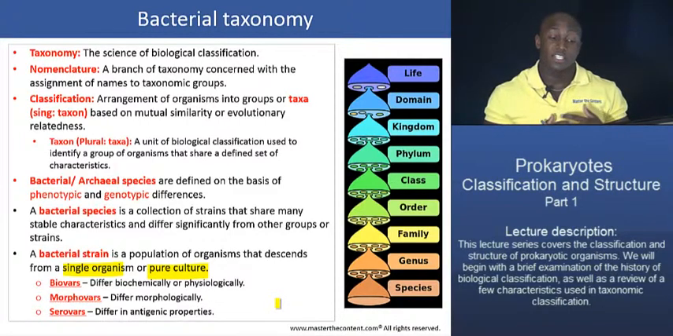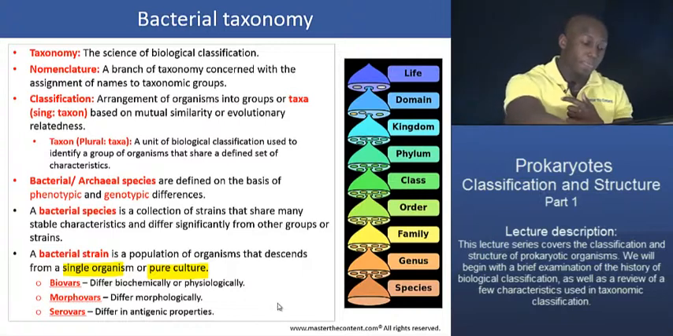When we're talking about a species, we're talking about a group of organisms that share a significant number of stable characteristics, which defines them and makes them different from other organisms. When we're talking about a strain, we're simply talking about a population of organisms that is descended from a single organism or from a pure culture.